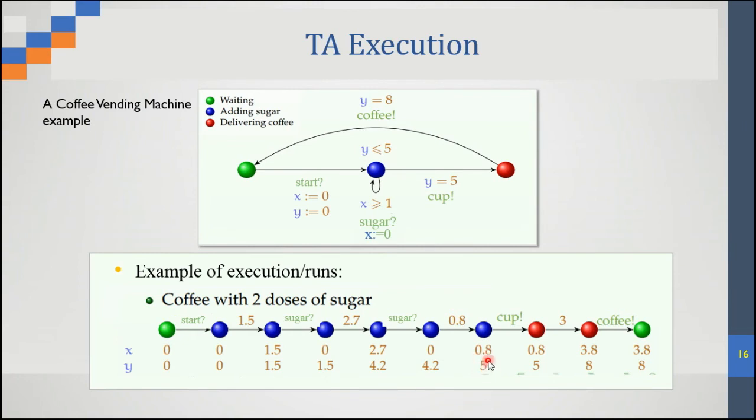So once y equals 5, we can pass this transition to delivering the coffee, and then in delivering coffee you just need to wait another 3 units of time, because y should be equal to 8. Here y is equal to 5, so we just wait another 3 time units to pass this transition, and then we can get our coffee.